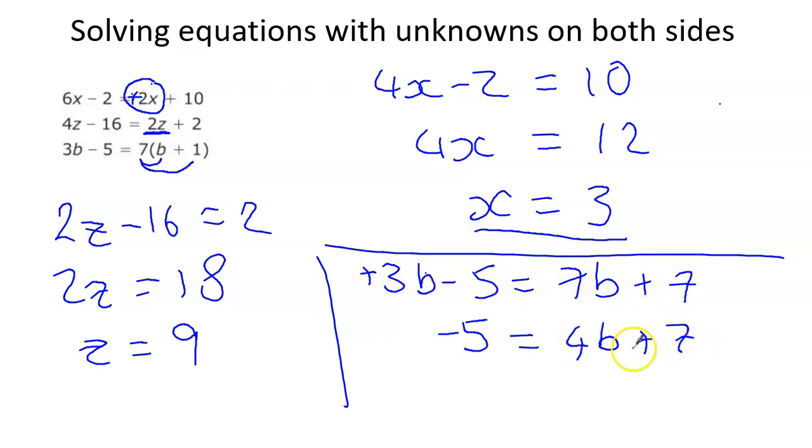And then I need to get rid of this 7, so I take it away because it's plus, do the opposite. I get minus 12 equals 4b. I need to divide by the 4 and switch it round so the b's on the left. So I say that b equals minus 12 divided by 4, which is minus 3.